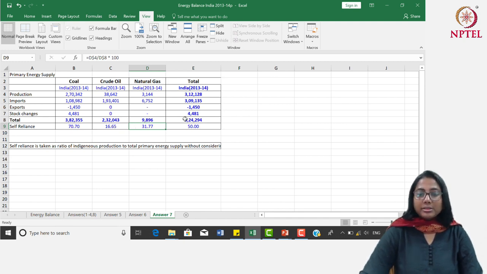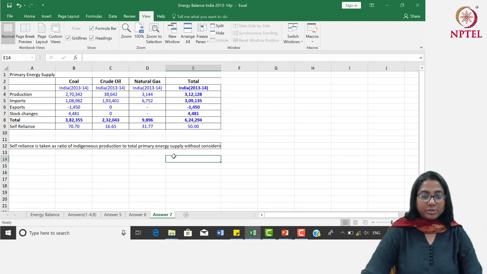If you take all these three fuels, coal, crude oil and natural gas, together, you will see that the self-reliance is 50%. So out of the total primary energy supply, 50% of the energy is domestically produced by India, whereas the rest of the 50% is imported.